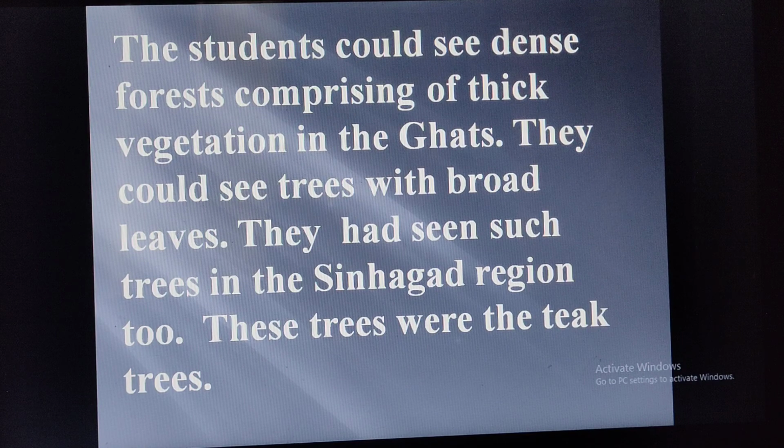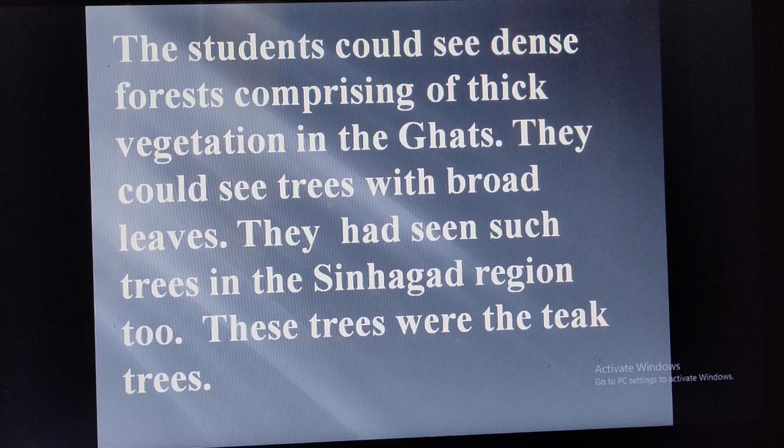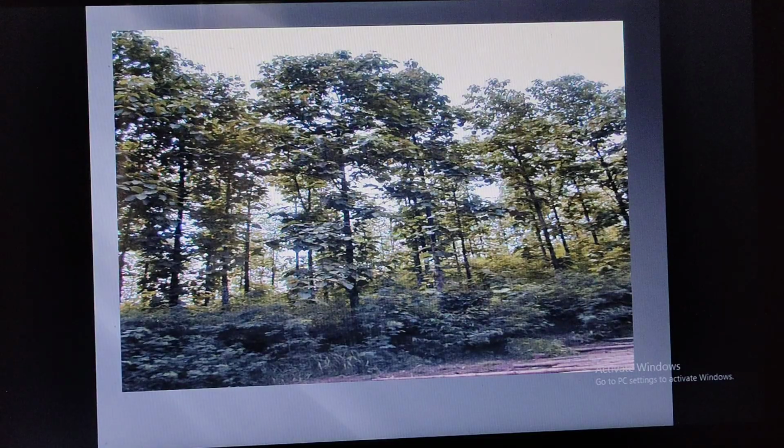After this, the students started observing the area, and they could see dense forests comprising thick vegetation in the ghats. They could see trees with broad leaves. They had seen these types of trees in the Sinhagad region too, and these trees were the teak trees. Here in the picture you can see the teak trees.